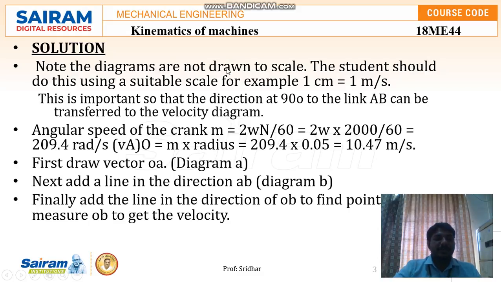Based on these values and the data they have given, we need to draw the vector diagram. First we draw the vector diagram, then draw the line of direction, then add the line of direction of OB to find the point B, and measure OB to get the velocity. Then we measure those values to find the velocity of the piston and the velocity of link AB about A.